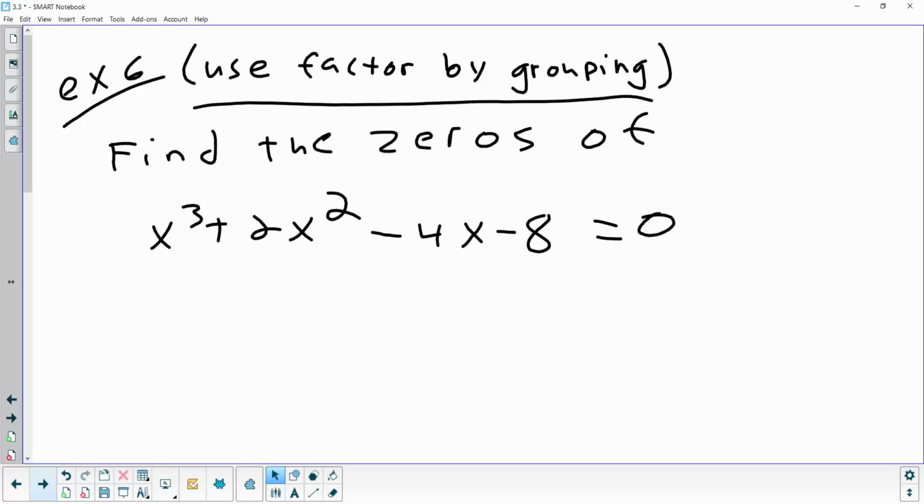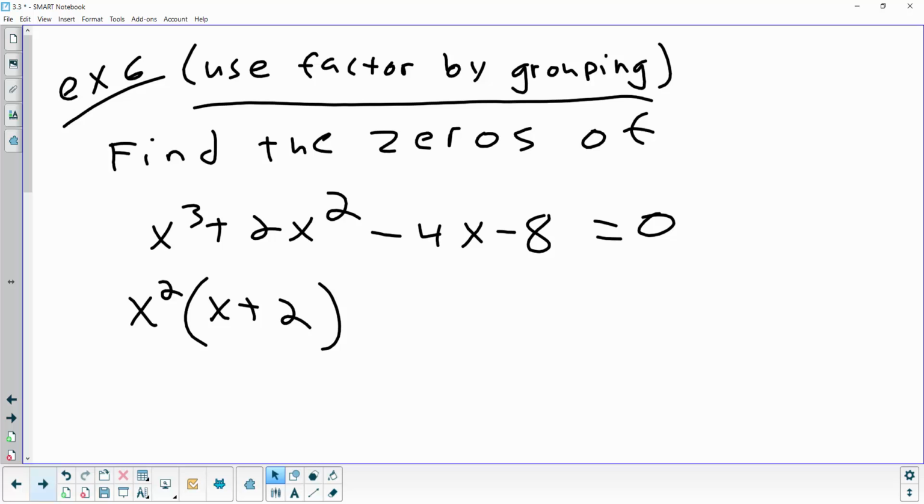So what do the first 2 terms have in common that I can factor out? X squared. Okay, if I factor out an x squared, what would that leave me with in parentheses? X plus 2. Now the whole goal of factor by grouping is to get x plus 2 again over here. If we do, then we can use factor by grouping. And I'm telling you you can, so that's what's going to happen. But let's look at these two.